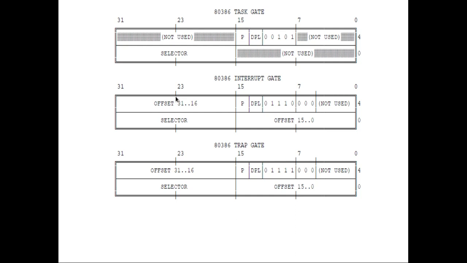Most of the other fields are the same. Here we have selector, here we have selector, here also we have selector. The only difference is regarding the offset address. In task gate there is no offset address. Task gate contains only selector, and interrupt gate and trap gate contain offset.